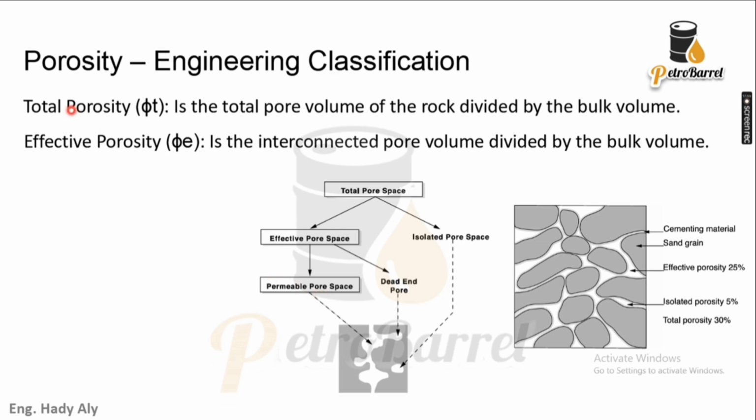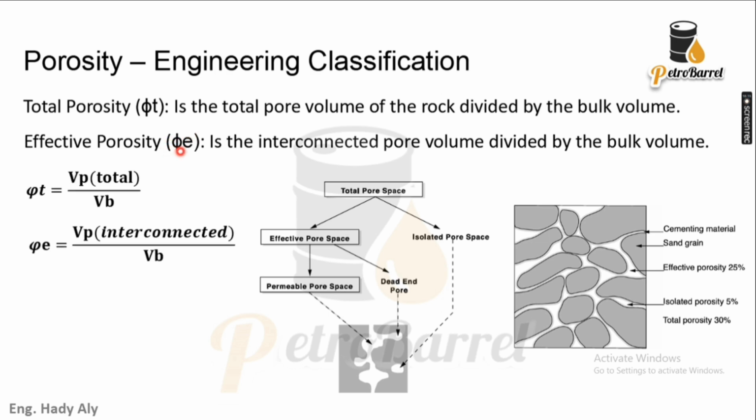So based on the definition, the total porosity is the total pore space divided by the bulk volume, and the effective pore space is the interconnected pore volume divided by the bulk volume. So this is the effective value. So we, as reservoir engineers, focus on this value, phi E, which is the effective porosity. Okay, so based on the equation, we have total porosity equal to the total pore volume divided by the bulk volume, and the effective porosity equal to the interconnected pore volume divided by the bulk volume.